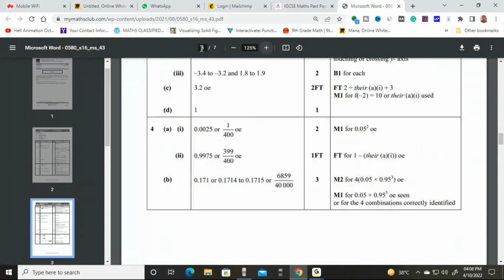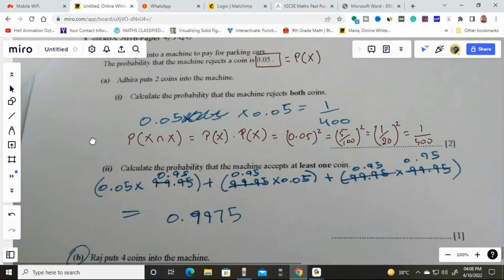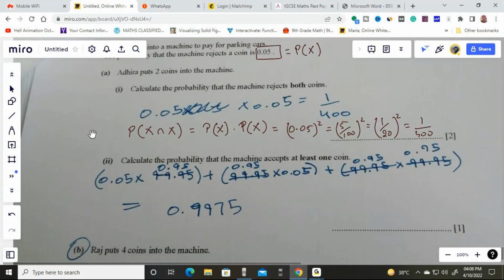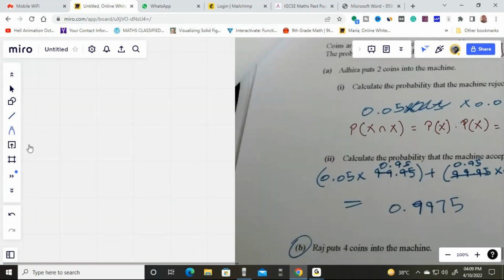And then they're asking to calculate the probability that the machine accepts at least 1 coin, either first or second. Condition number 2: the second is accepted and the first one is rejected. Plus both coins are accepted. They are asking about accepting. Let me just form 3 conditions. There are 3 conditions here. Let me write them down.